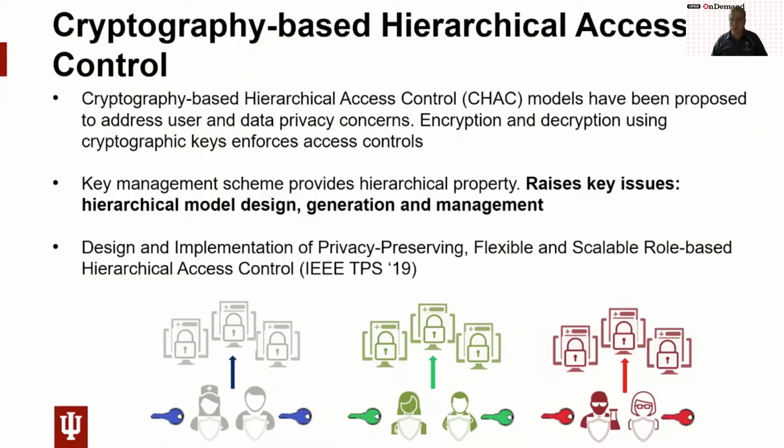That's why we've upgraded the OpenMRS access control model to a cryptography-based access control model, where cryptographic keys are given to each user or group of users, like nurses and doctors, to explicitly enforce those access control policies which we define. And it raises a few key issues, such as hierarchical model design, how to generate that model, and how to manage those cryptographic keys. So we use this 2019 IEEE TPS paper to carry that out.